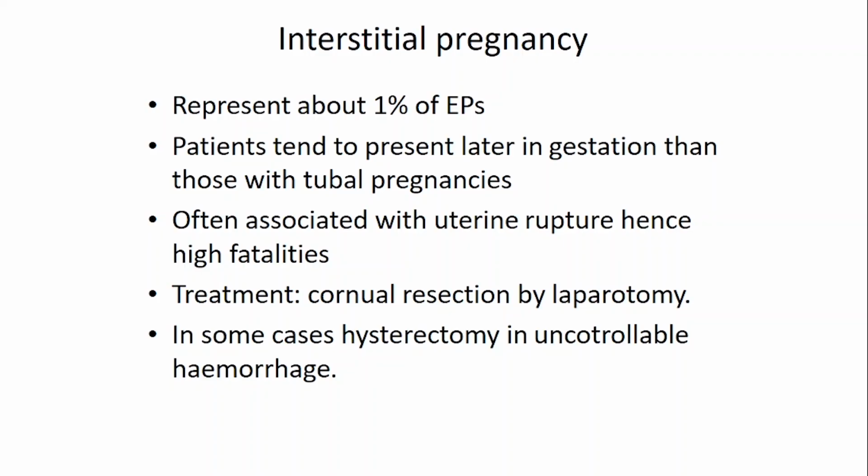Interstitial pregnancy represents about 1% of all ectopics. Again, patients will present later than those with tubal pregnancy because where it is located, there is some element of smooth muscle that can accommodate the fetus before rupture. Well, it's often associated with uterine rupture, hence high fatalities. What is the treatment? Again, apart from the general treatment of grouping and cross-matching, the specific surgical treatment will be cornual resection by laparotomy. Sometimes you may have to do a hysterectomy if you have uncontrollable hemorrhage.